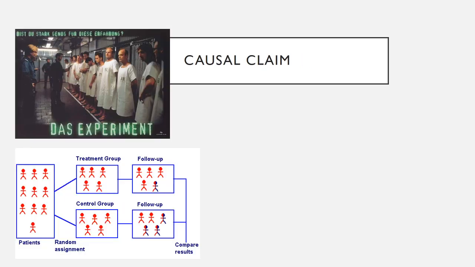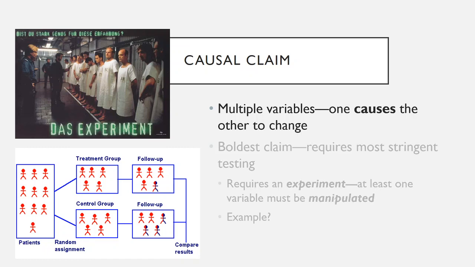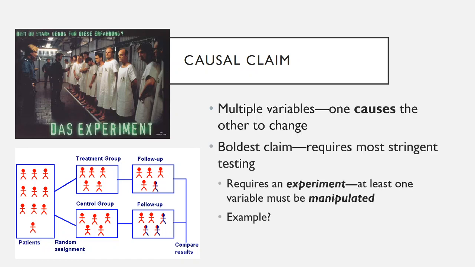So, how do you actually make a causal claim? As I mentioned, this is the strongest research claim because it comes about from the most stringent and rigorous research method. A causal claim is going to be, again, multiple variables are at play, but you're claiming that one causes changes to the other. Again, this is a bold claim to make, and it requires a more stringent testing approach. It requires what we call an experiment.